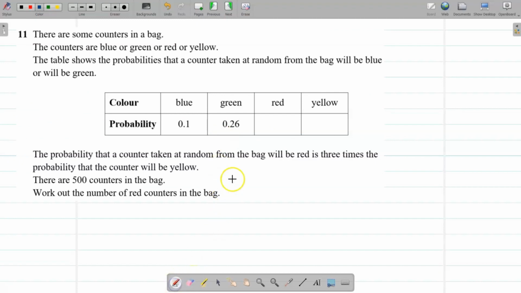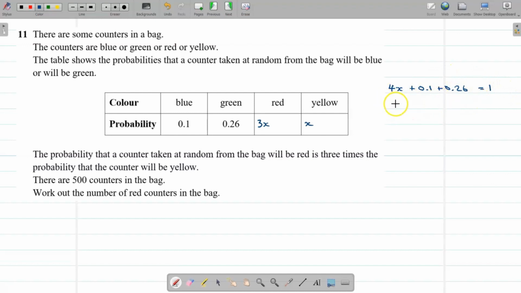This question is about probability and relative frequency. Now we're told that there's 3 times as many red as there are yellow. So we can write in here, say 3x and x for the moment. And we know that the total of those 4 must add up to one whole one. So I'm just going to say that 4x plus 0.1 plus 0.26 equals 1, because that accounts for all possibilities.